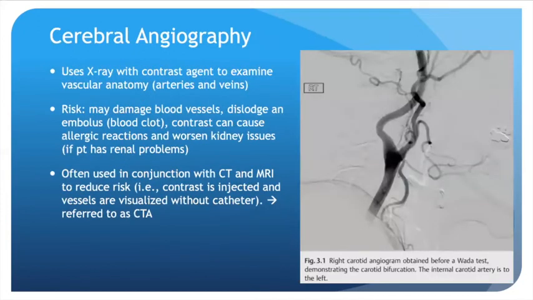Cerebral angiography uses X-rays with a contrast agent to examine vascular anatomy. So you're looking at the arterial and venous structure. These are used to diagnose blockages, aneurysms, which are weakened or bulging vessel walls, stenosis or vessel narrowing, hemorrhage or ruptured vessels, vascular inflammation. So you might see swelling or irregularities.